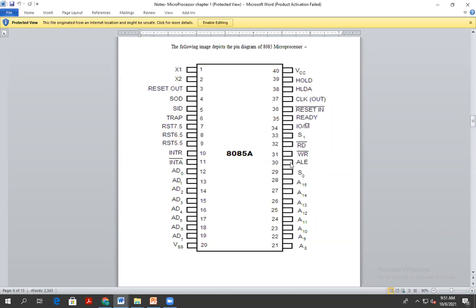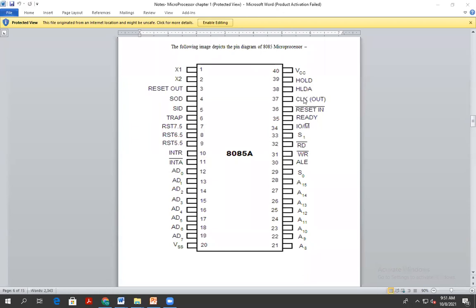Here we have to use the ALE and write. That is, the 13th pin is ALE. Pin 31 write we are going to use. And read we are going to use at pin 32. So pin 33 is S0. Here it is S1 for the clock purpose we are using. And also 34, that is IO/M, input and output for the memory manipulation. 35 is ready state, 36 is reset in, and 37 is for the clock.